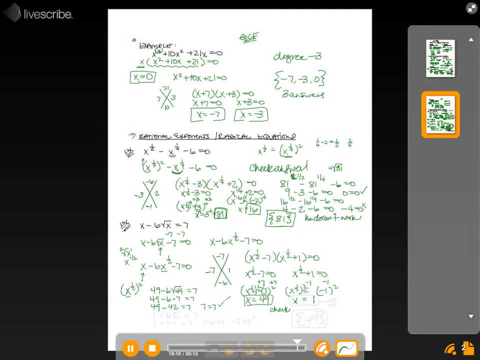Let's check 1. 1 minus 6 times the square root of 1 equals 7. The square root of 1 is 1, so it would be 6 times 1. 1 minus 6 times 1 is really 1 minus 6 equals 7. 1 minus 6 is minus 5. Minus 5 does not equal 7. So this answer is a no. 1 does not work in our problem. So the only answer we have is 49, because it's the only one that worked out when we checked it.